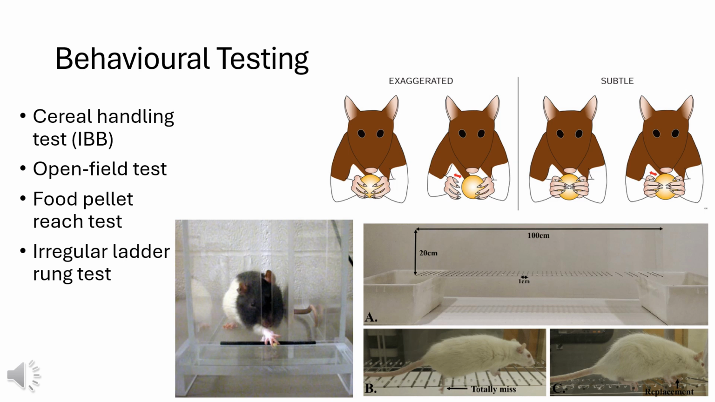Third, the food pellet reach task examines forelimb motor control over the ability to grasp food pellets, as shown in the bottom left image. It is a quantitative metric as the rats are scored by number of successful grasps within a 10-minute period. Finally, the irregular ladder rung test measures the rodent gait, paw placement, and footwork recovery in an irregular terrain as the rungs are spaced out oddly, as shown in the bottom right image.